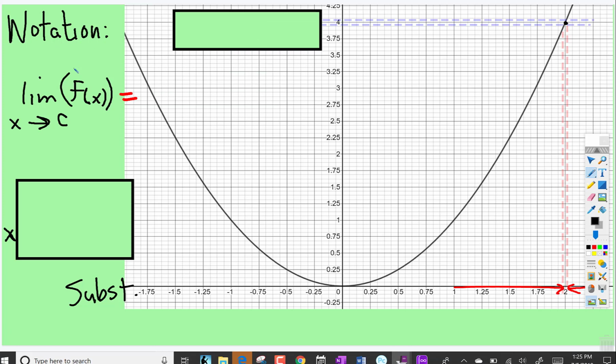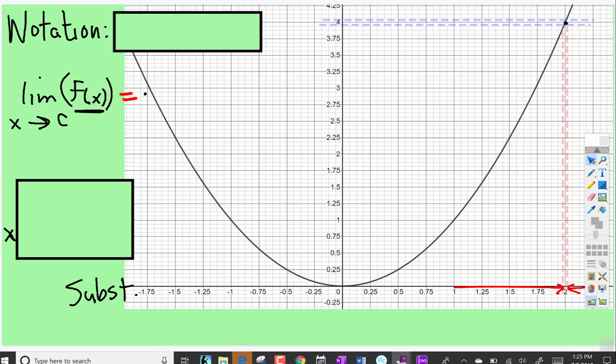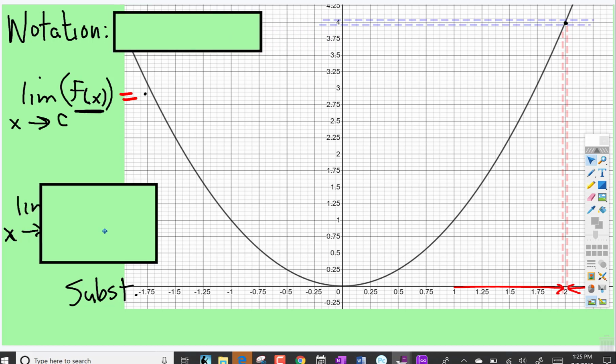Okay, so the notation that I'll have you write. The limit as x approaches, and maybe you're getting really close to 5, or maybe you're getting close to -8. C represents the x value that you're getting really close to. You go ahead and write the function, and then whatever that height is getting close to, you're going to put the height right there.